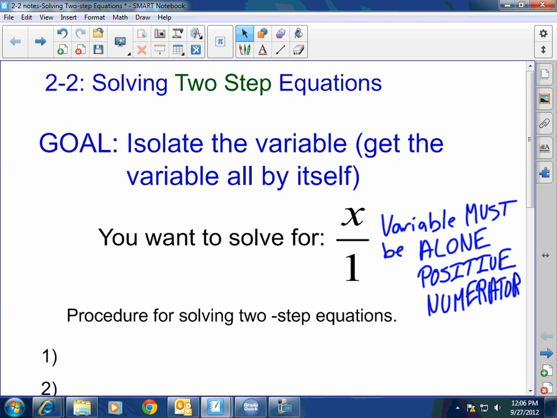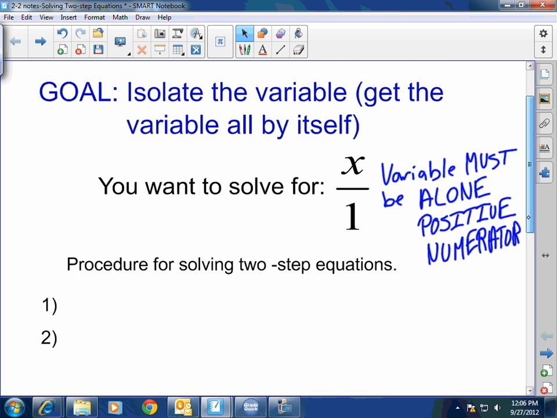Okay? Now, I just put x, that's a popular variable. It could be y, p, g, w, x, k, it doesn't matter. Whatever variable you're solving for must be isolated alone. It must be positive and in the numerator. Now, there are two steps and only two steps for solving two-step equations, hence the two steps.